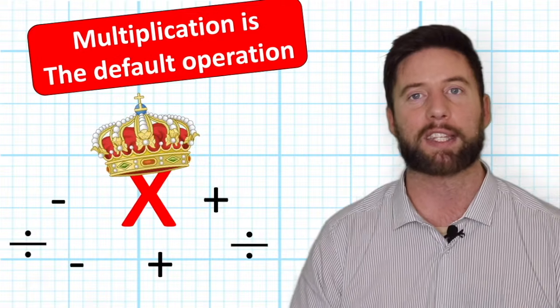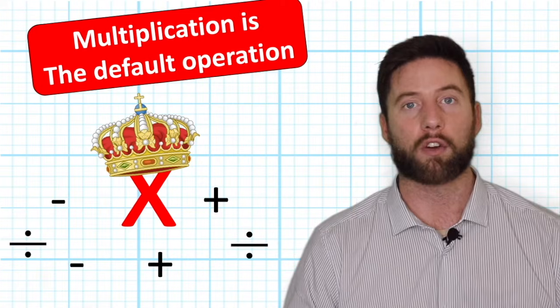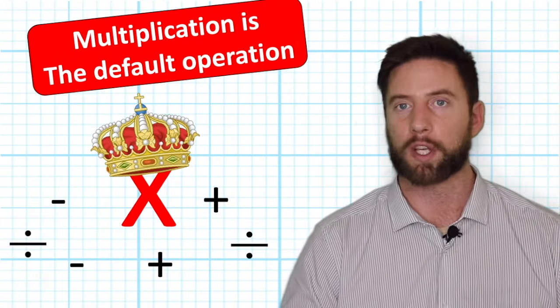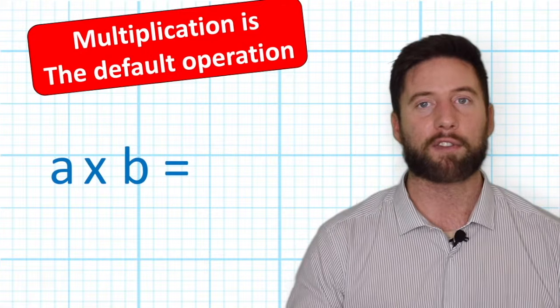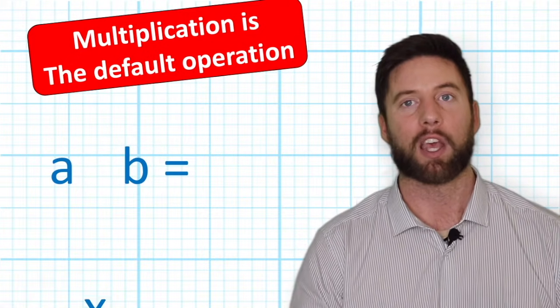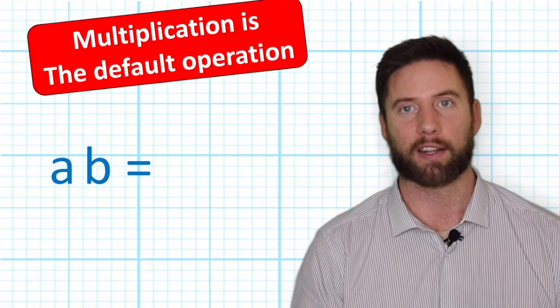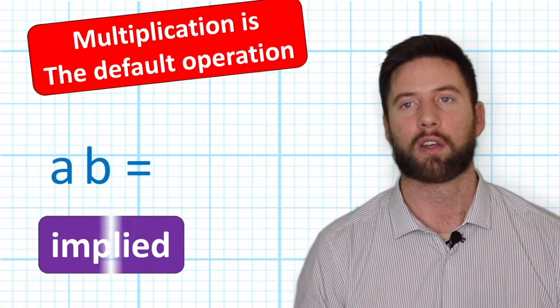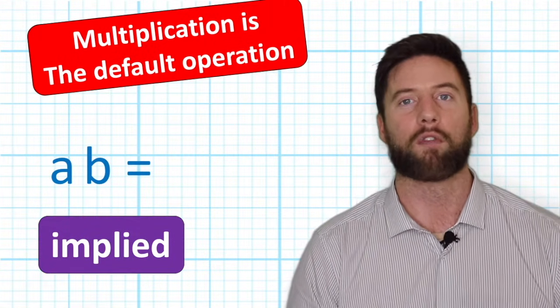If you don't see a symbol, you are going to multiply. So therefore, if there are no other arithmetic processes shown between 2 symbols, we are going to multiply. So for example, instead of writing A times B, we can just write AB. And we know that multiplication is implied. Another key word for us. Of course, in this example, we can't actually multiply A and B until we know what values they are.